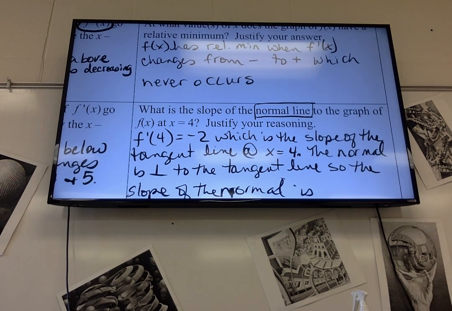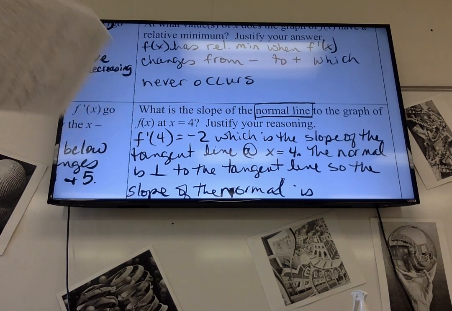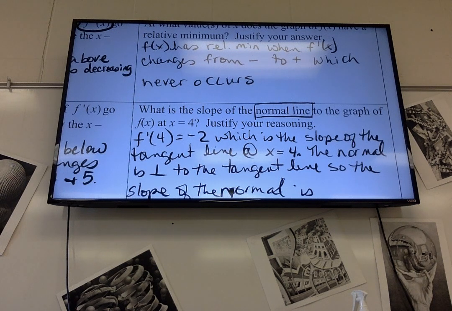Okay, so it says f prime of 4 is -2, so that's the slope of the tangent line at x equals 4 if we had f of x. And then the normal is perpendicular, which we already talked about, to the tangent line. So the slope of the normal line is 1/2. Very good.